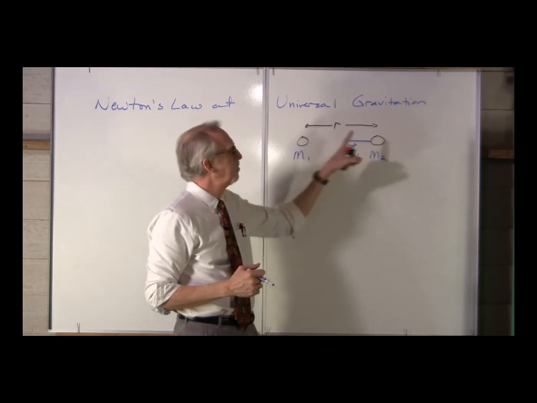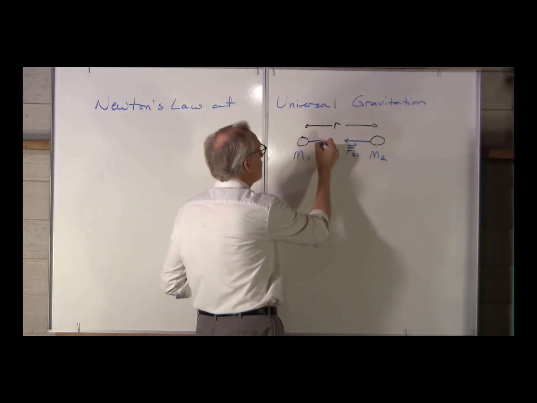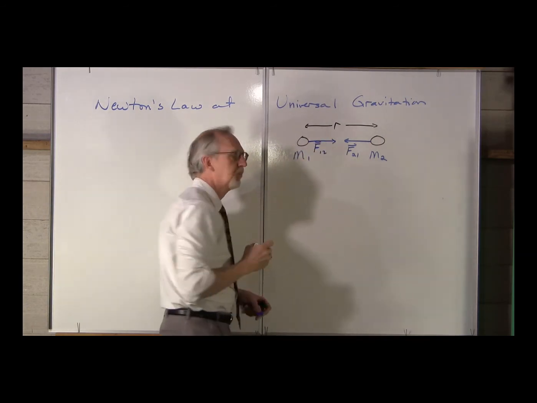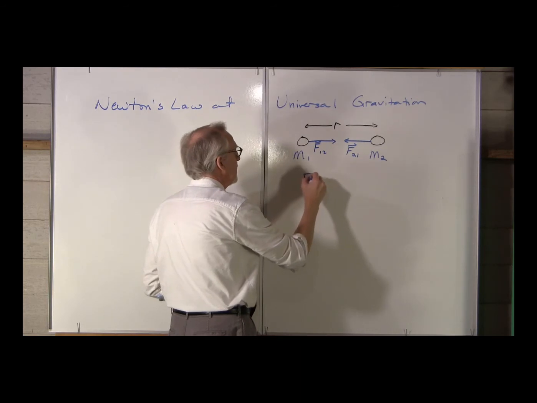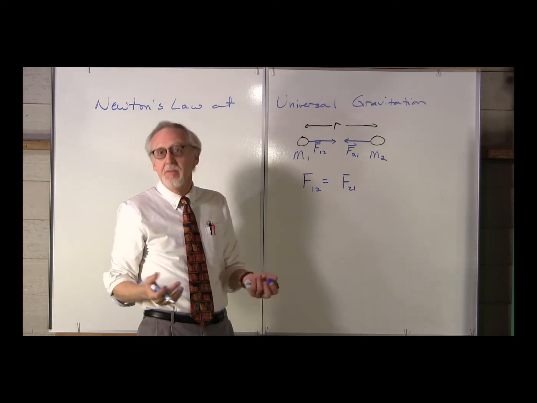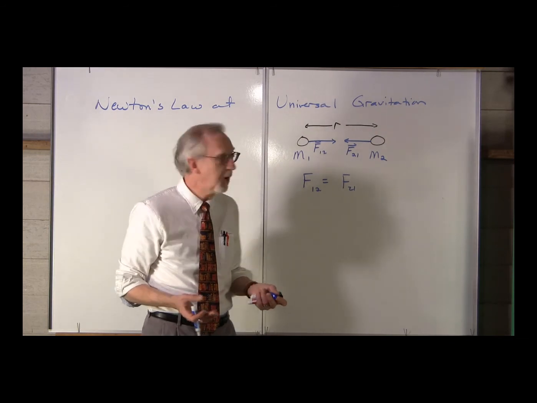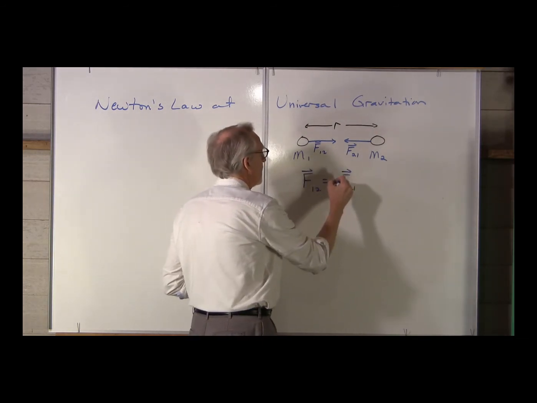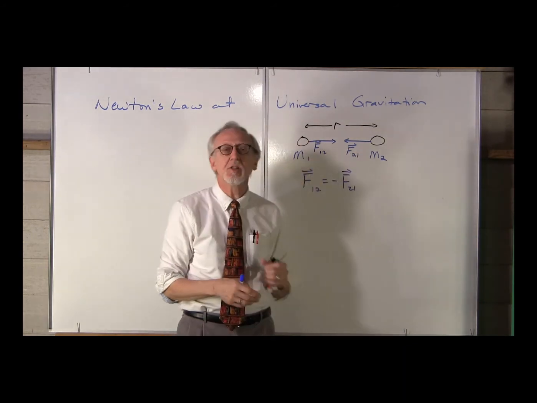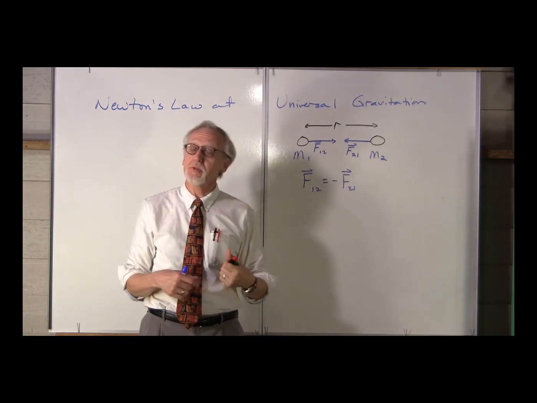Likewise, m2 attracts m1, creates an attractive force on m1. So m1 is pulled toward m2. We'll call this one F12. The magnitudes of these forces are equal to each other: F12 equals F21. And this universal law of gravitation likewise obeys Newton's third law of motion, so that these two are equal and opposite. So this gravitational attraction due to Newton's law of universal gravitation certainly follows Newton's third law of motion.